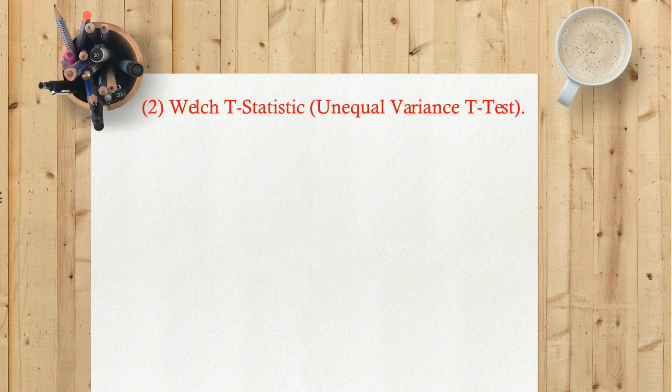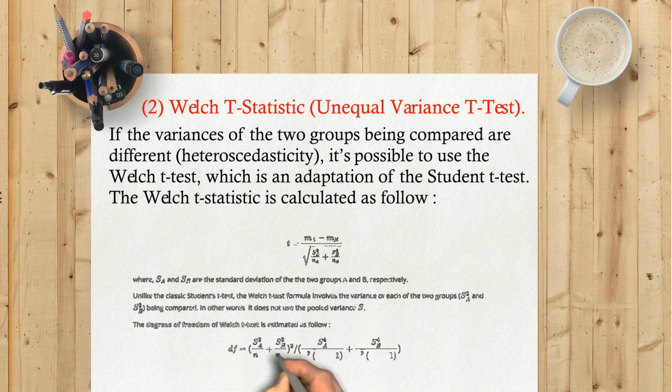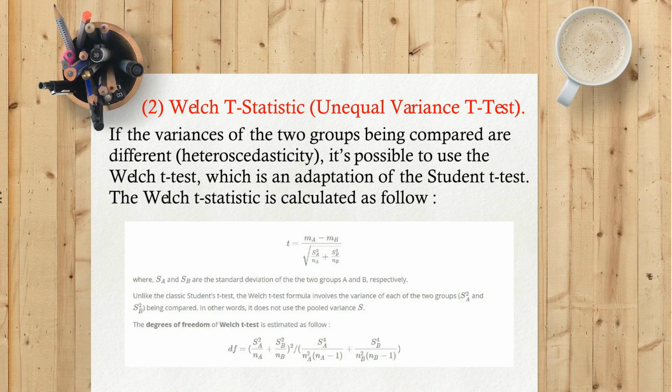2. Welch t-statistic, or unequal variance t-test. If the variances of the two groups being compared are different, heteroscedasticity, it's possible to use the Welch t-test, which is an adaptation of the student t-test. The Welch t-statistic is calculated as follows.